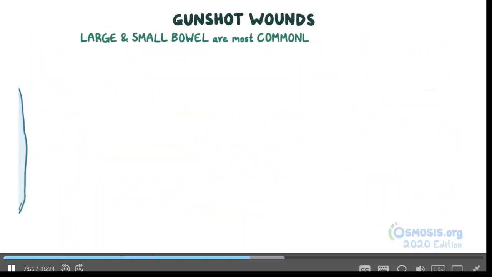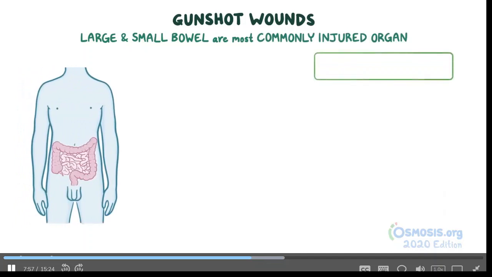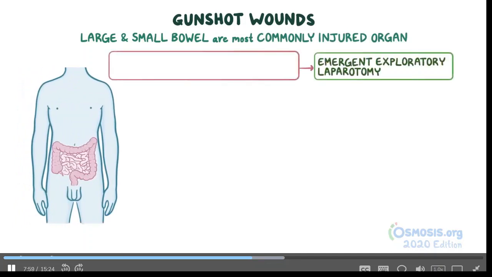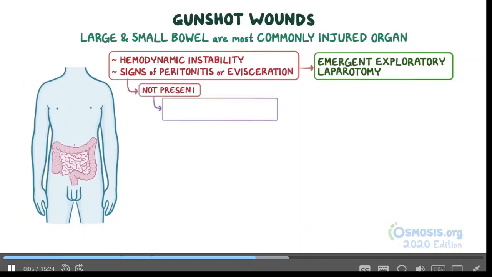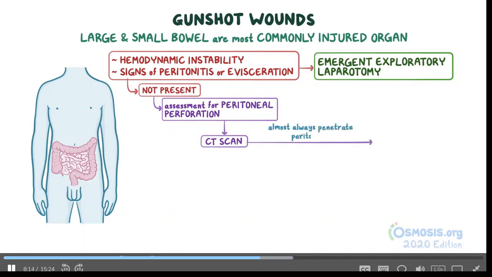Okay, now for gunshot wounds, the small and large bowel are most commonly injured. Indications for emergent exploratory laparotomy include hemodynamic instability and signs of peritonitis or evisceration. If none of these are present, then assessment for peritoneal perforation is done using a CT scan. Now, unlike stab wounds, gunshot wounds almost always penetrate the peritoneum and cause intraperitoneal organ injury. If there is evidence of peritoneal penetration, then an emergent exploratory laparotomy is done.